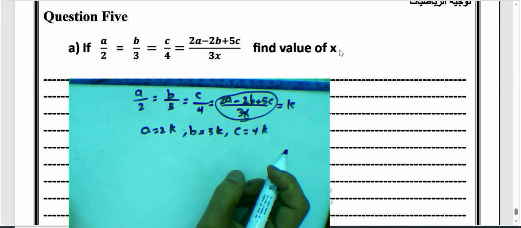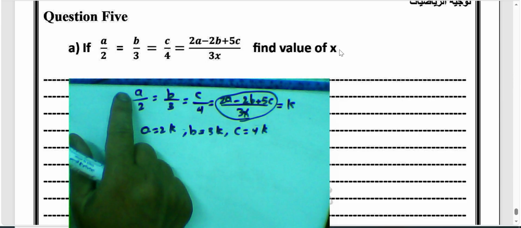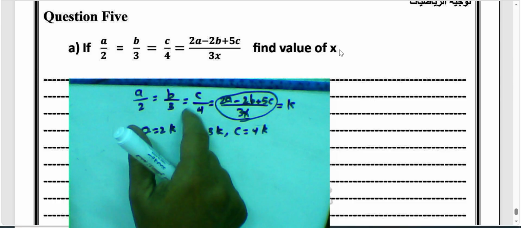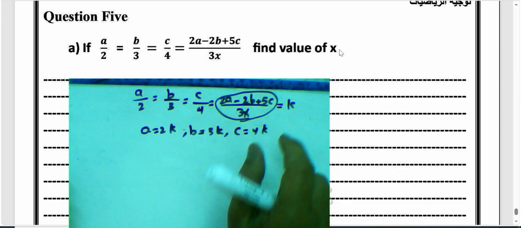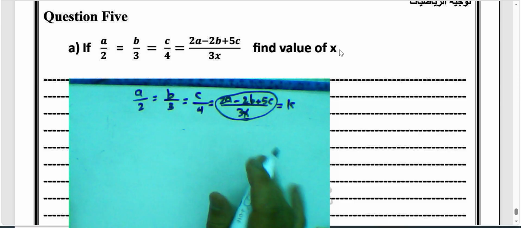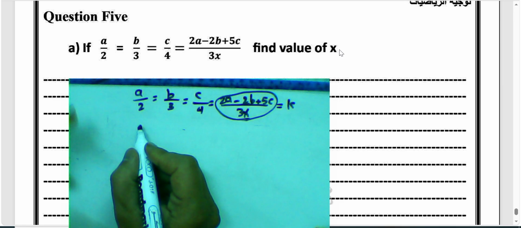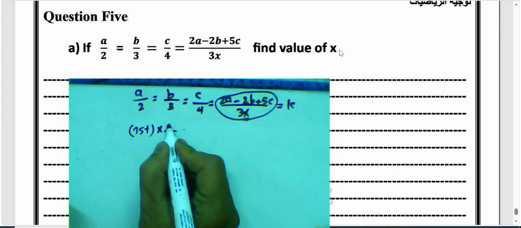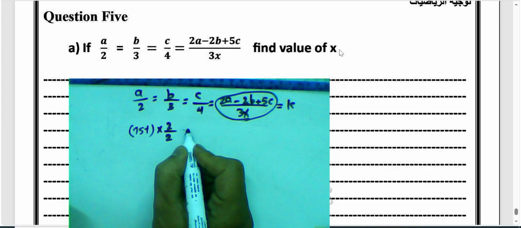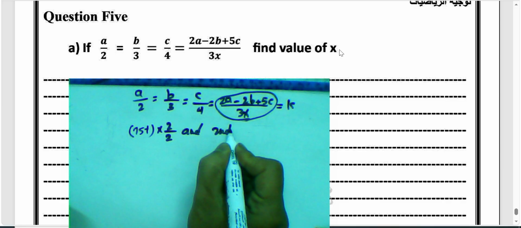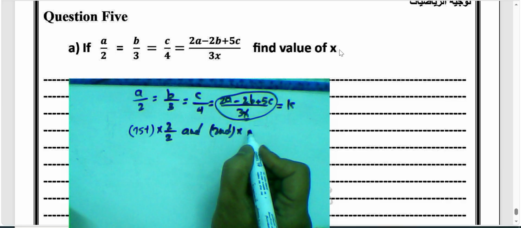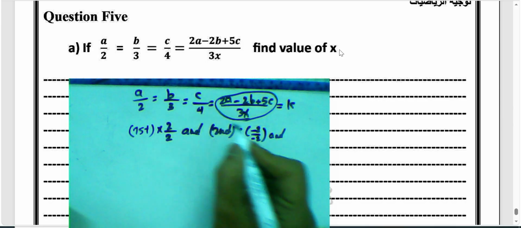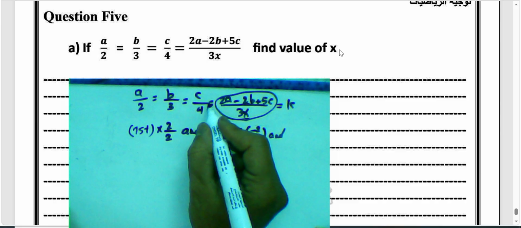Or you can use properties: multiply numerator and denominator by 2 in the first, by -2 in the second, and by 5 in the third, and then sum the antecedents and consequents. Okay, you can solve by this method or this method. Then we can write what? The first proportion, multiply by 2 over 2, the second proportion we will multiply numerator and denominator by -2, and the third proportion multiply by 5 and 5.